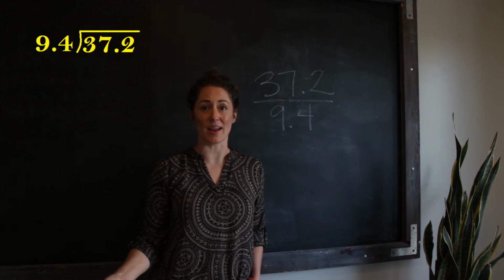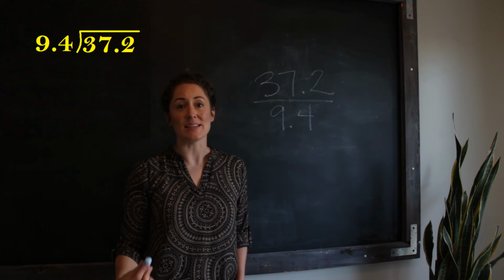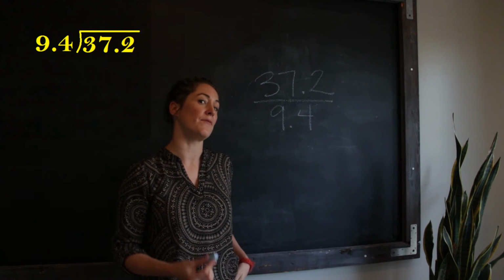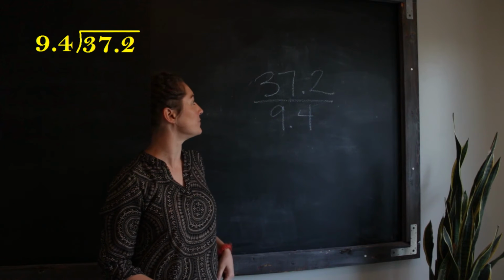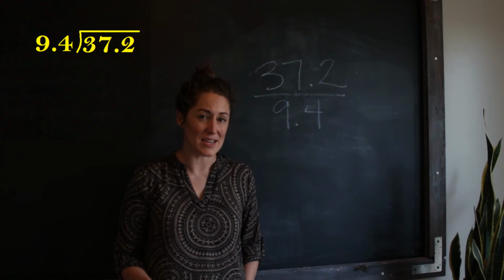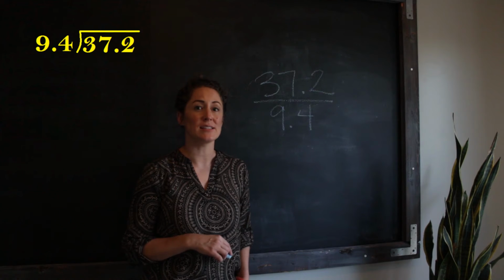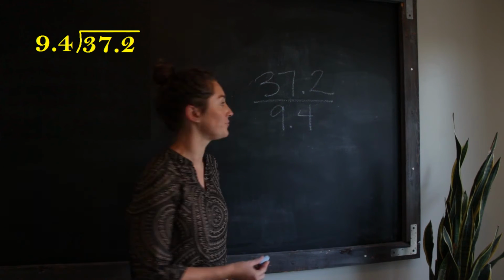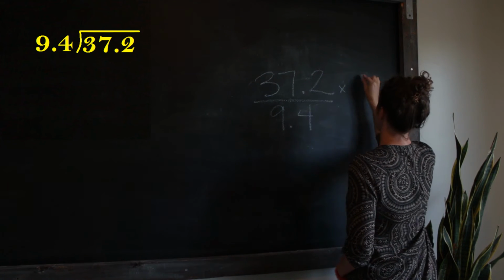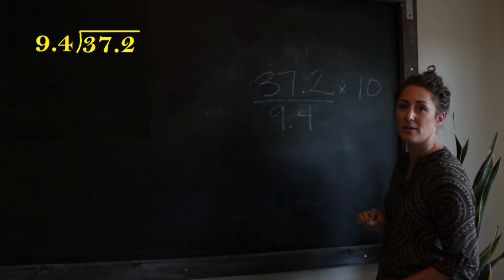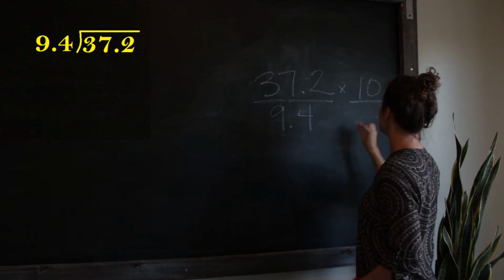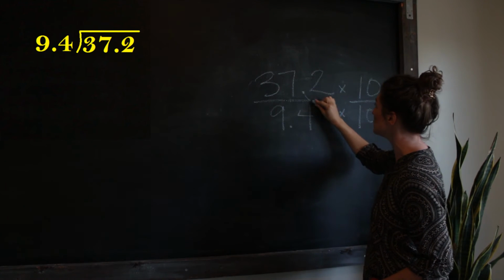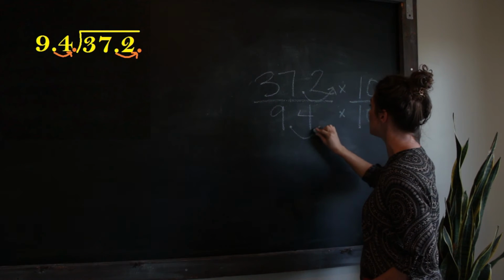37.2 divided by 9.4 mathematically is the same as 37.2 over 9.4 in a fraction form here. What's really happening when we are moving the decimal place is we are multiplying by 10 over 10. We're multiplying the top by 10 and the bottom by 10 as well. And that is what makes the decimal place move.